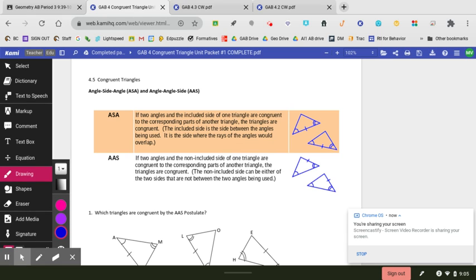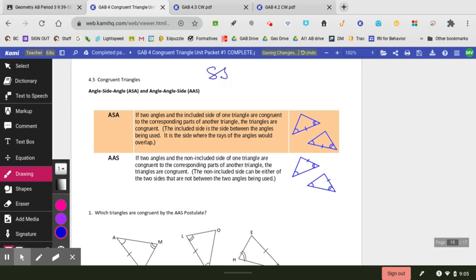Hello, everyone. Today we are continuing our study of congruent triangles. Yesterday we talked about two methods called side, side, side, or SSS, and side, angle, side, where the angle has to be the included angle of the two sides. Today we're going to learn the next two methods. There are only 5, so today is angle, side, angle, and angle, angle, side.